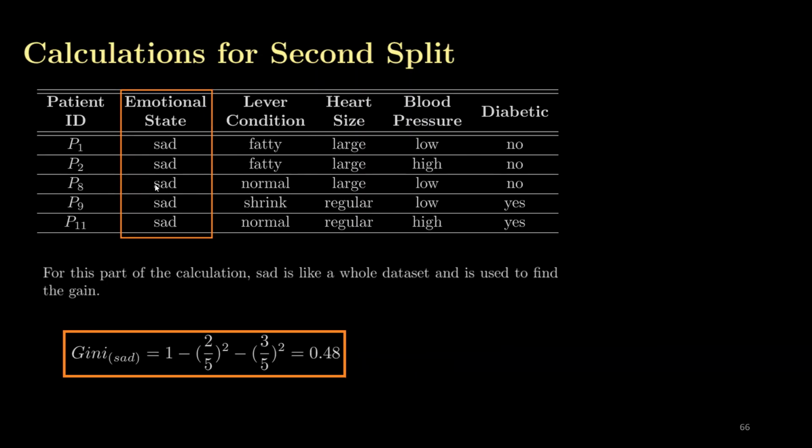So if we see, sad appears 2 times with yes and 3 times with no. So out of 5 entries, 2 times with yes and 3 times with no, its Gini value will be 0.48. Now find the Gini value of liver condition, heart size, and blood pressure.